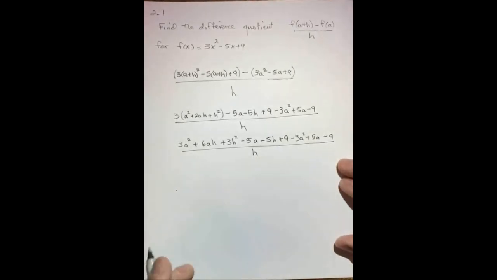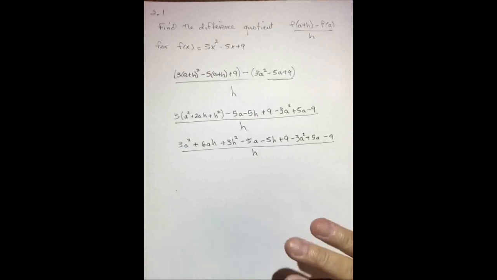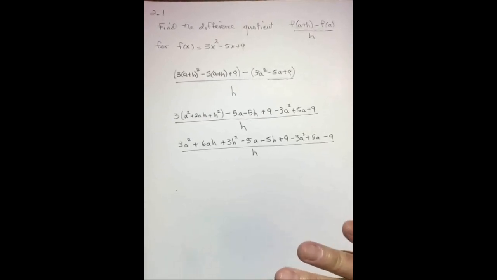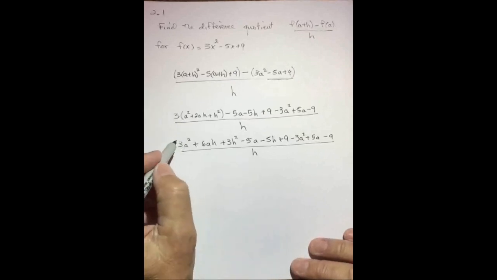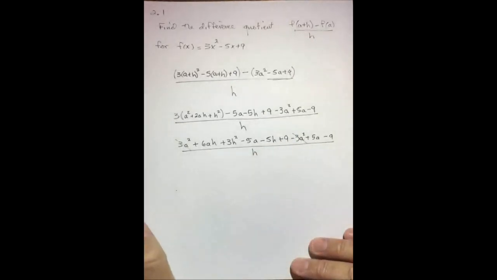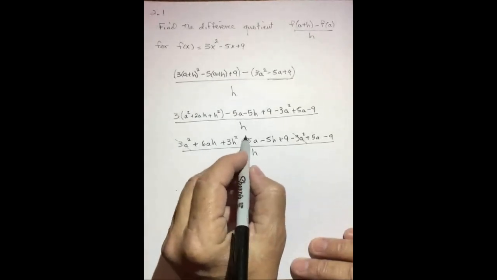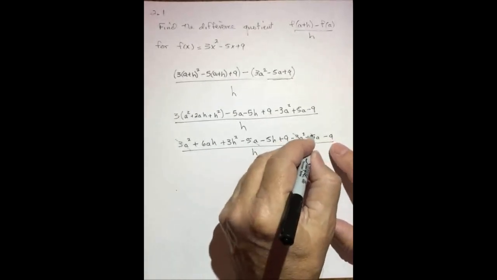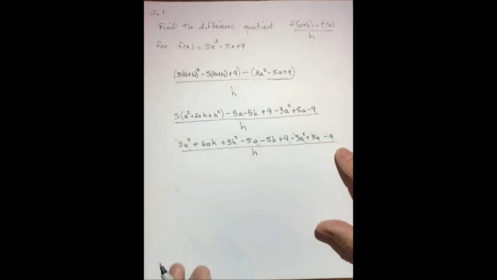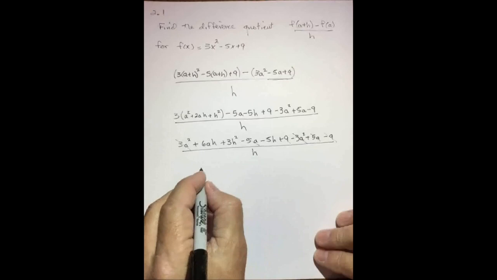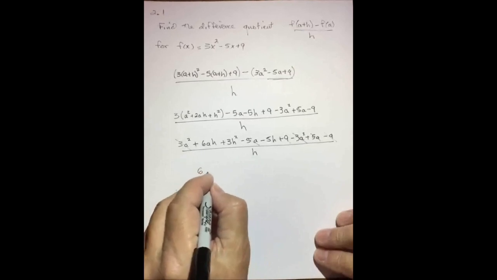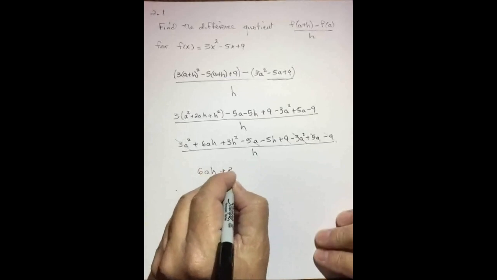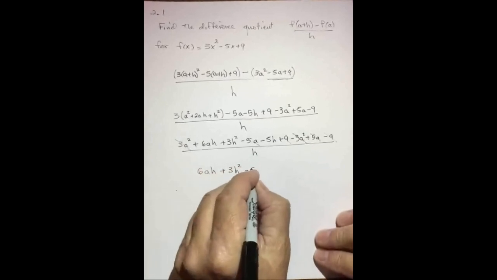All over h. Now what has to happen if I've done everything correctly? Every term without an h has got to subtract out. And maybe even some of them with an h will subtract out. We'll just see. But notice this term subtracts out. That's got an h, that's got an h. Let's go to this one. I've got negative 5a plus 5a, positive 9 minus 9. Every remaining term has an h as part of it.